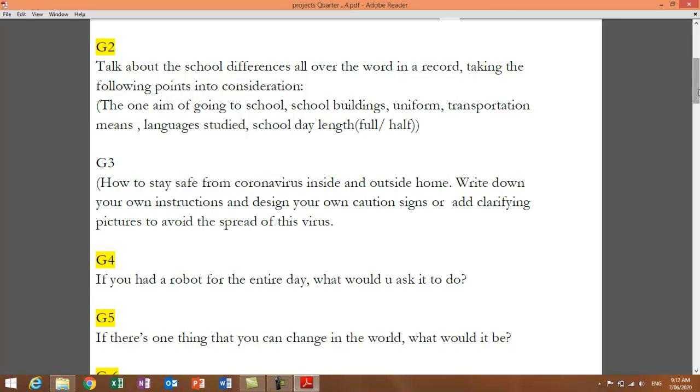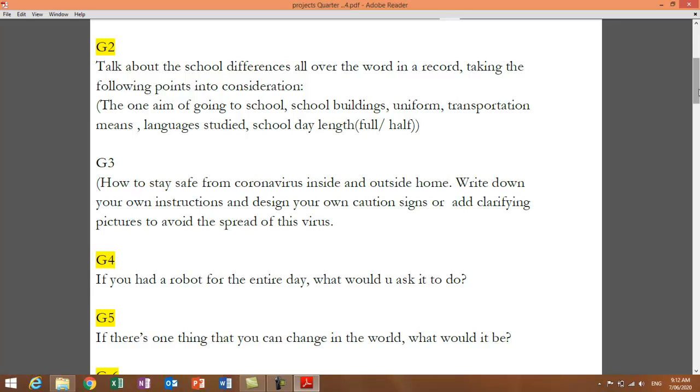Project for grade 4, if you had a robot for the entire day, today you have a robot in your hand, what would you ask this robot to do for you? Or in general, what would you ask the robot to do?